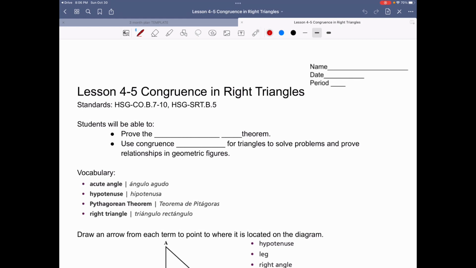Students will be able to prove the hypotenuse leg theorem, and use congruence criteria for triangles to solve problems and prove relationships in geometric figures.